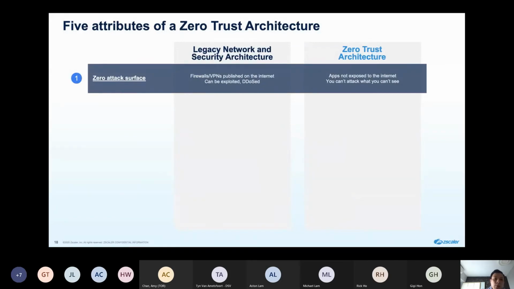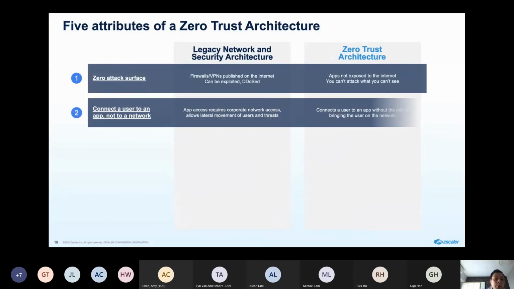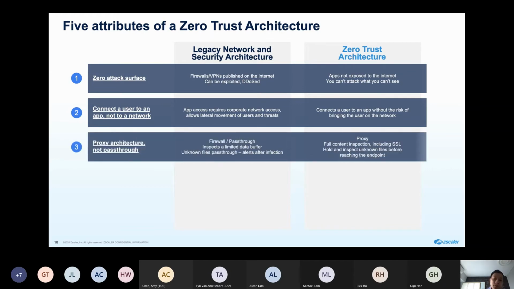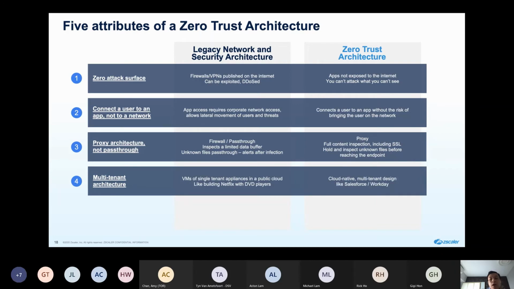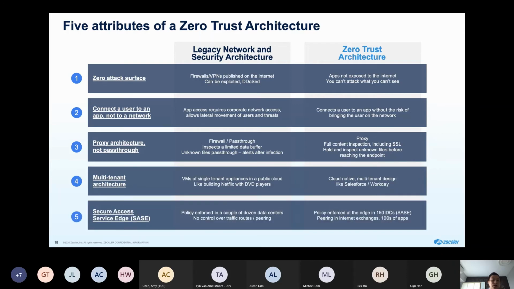So these are the 5 requirements or criteria we believe a real zero trust architecture should be able to fulfill. So for enterprises, we suggest you consider these 5 criteria when you are looking into a zero trust solution.